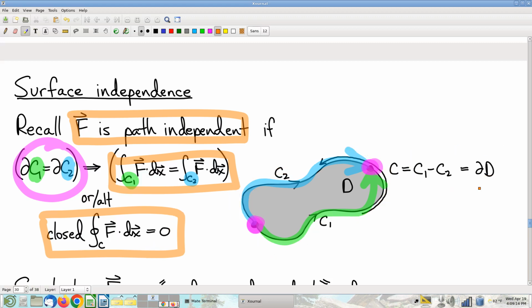Real quick, let me make a sort of an awkward observation. Let's talk about these two curves here. Do these curves have the same orientation or do they have opposite orientation? This is a trick question, by the way. Do they have the same or do they have opposite orientation? The answer is neither. There is no comparison between orientations on different curves.